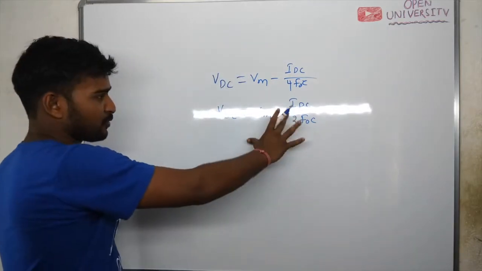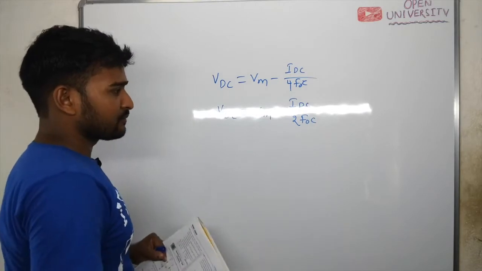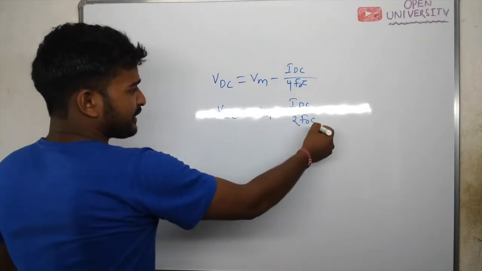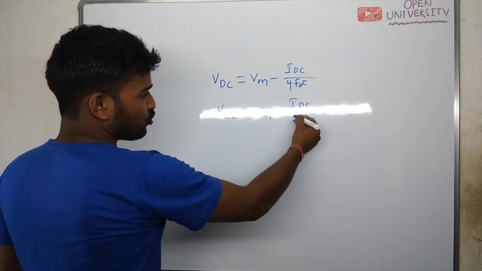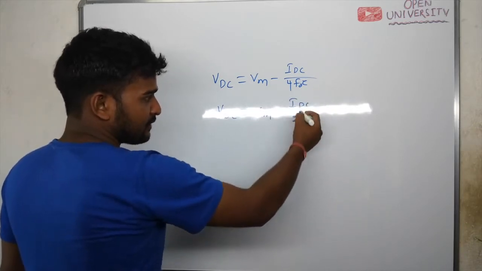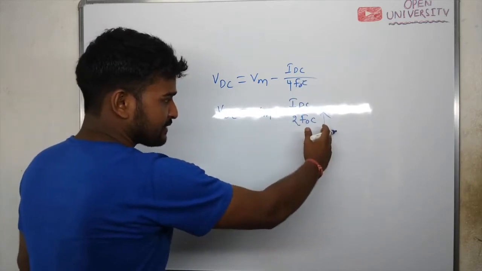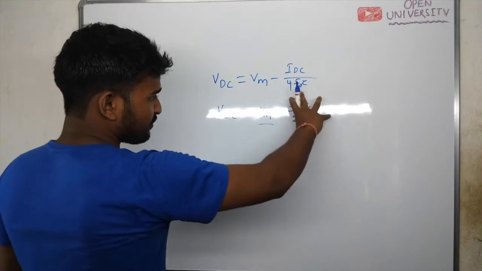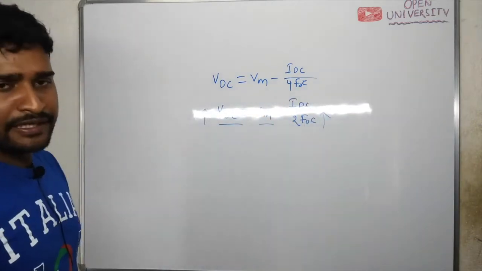By comparing these two values, which one is greater? If you increase this 2 to 4, then what will happen? This value will decrease. If you increase the denominator like this, then the total term will decrease. Vm is a constant value. So if this term decreases, then the DC voltage will increase.